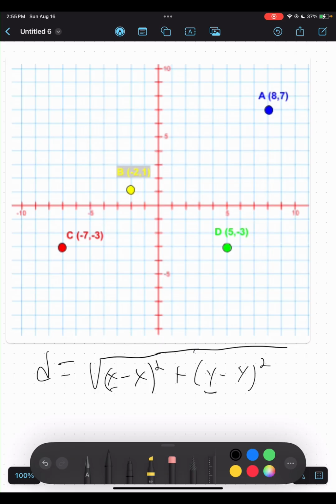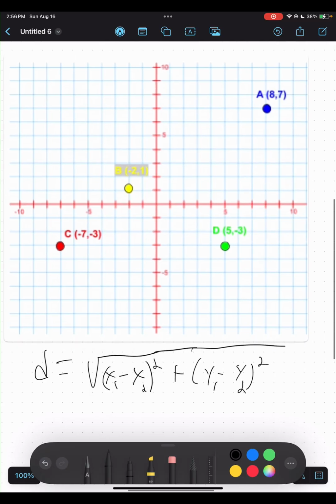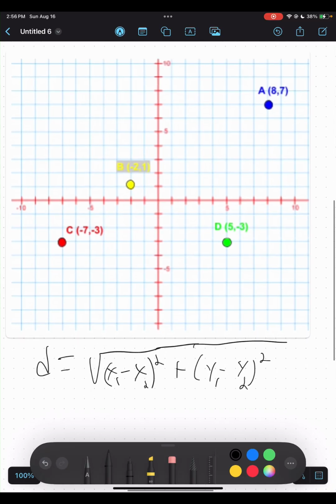So like this and this, x and y would both be a, and then this and this, x and y would both be d. You'll often see it written also as x1 minus x2, y1 minus y2, just for points 1 and 2, whichever one you want. So we can do this, and that will yield the correct answer here. So let's go ahead and do that.